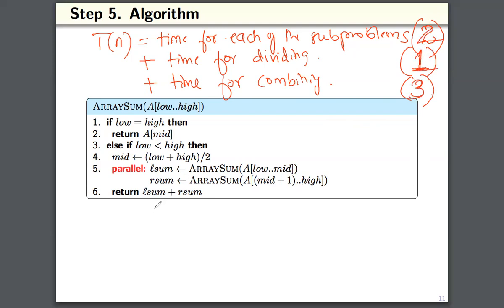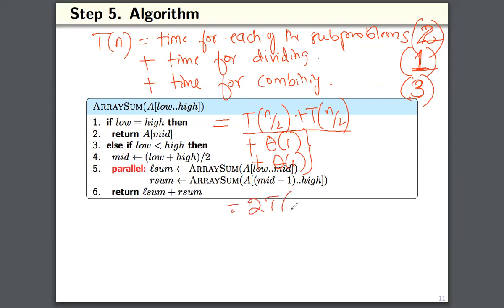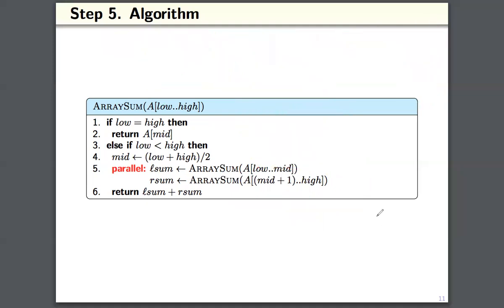So here in array sum, this was equal to T of n by 2 plus T of n by 2 for conquering. Dividing is theta 1. Combining is theta 1. So theta 1 plus theta 1 is theta 1. T of n by 2 plus T of n by 2 is 2T of n by 2, plus theta 1. Make sense? Simple, right? This is simple. What is complicated is depth. I mean, not really complicated here.